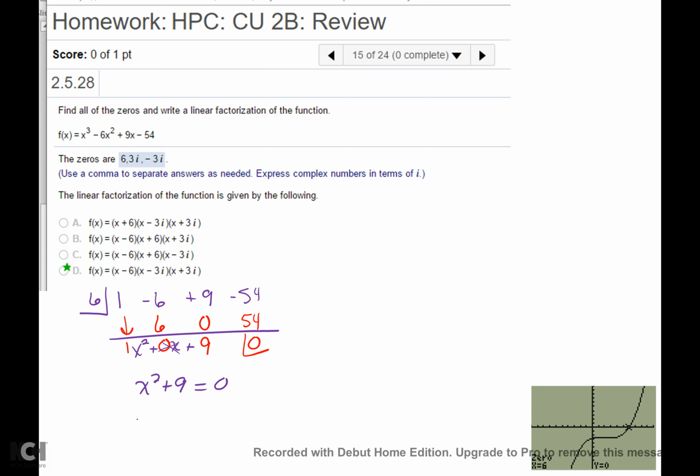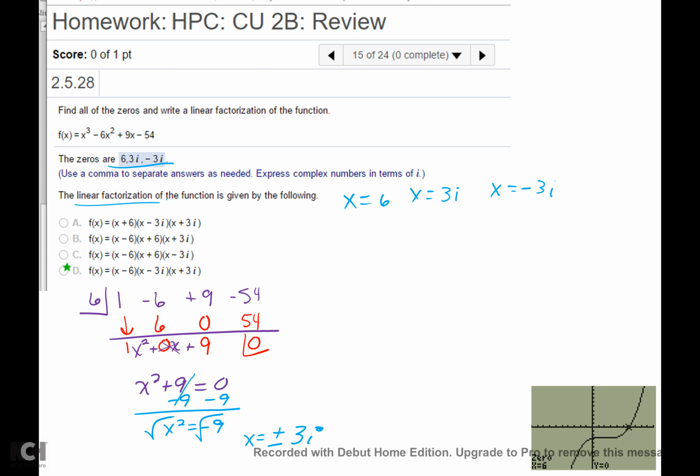So to solve this one, I'm going to just use my square root property, which says isolate the square and kill it. So minus 9, minus 9. I get x squared equals negative 9. Square root, x equals plus or minus 3i. The negative comes out as imaginary, and the square root of 9 is obviously 3. Okay, so my zeros then are x equals 6, x equals positive 3i, x equals negative 3i.